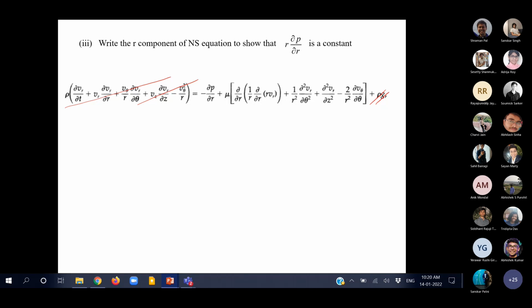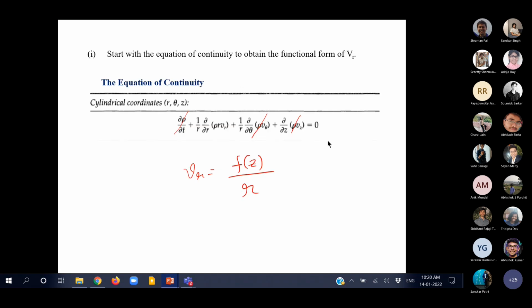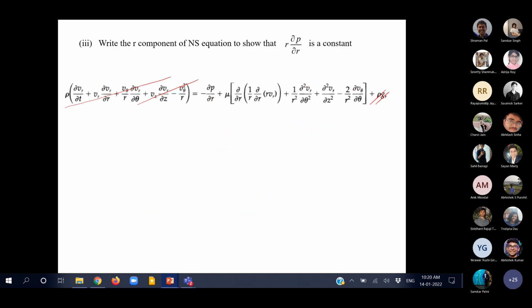I'll go back to the figure once again. Del P del R, can that be equal to 0? No. There is definitely a very large pressure gradient present that forces the liquid to move in the small gap between the two surfaces. So del P del R will obviously be present in this specific case. How about the first term inside the third bracket?